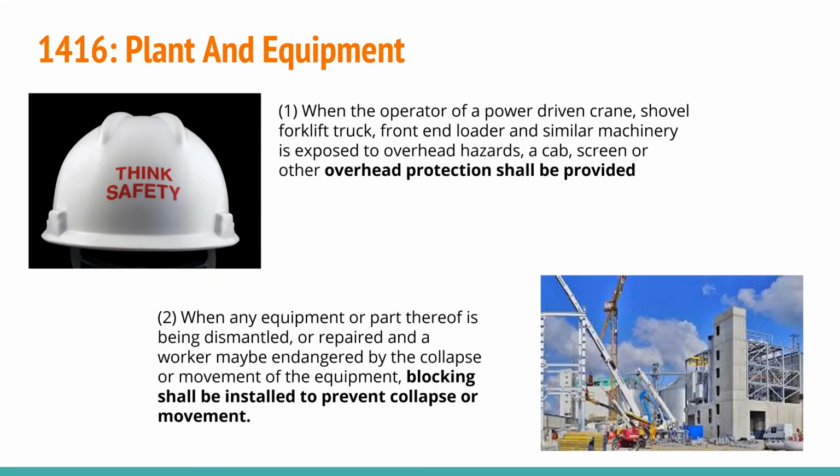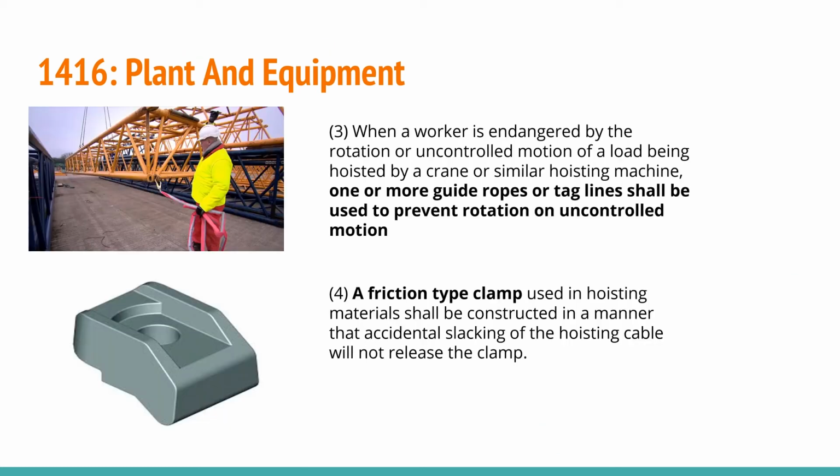Thank you. So Rule 146 expounds on the safety of plant and equipment. Number 1. When the operator of a crane, shovel, forklift truck, front-end loader, and other heavy machinery is exposed to overhead hazards, a cab, screen, or other overhead protection shall be provided. Number 2. When any equipment or part thereof is being dismantled or repaired, and a worker may be endangered by the collapse or movement of a part of the equipment, blocking shall be installed to prevent collapse or movement.